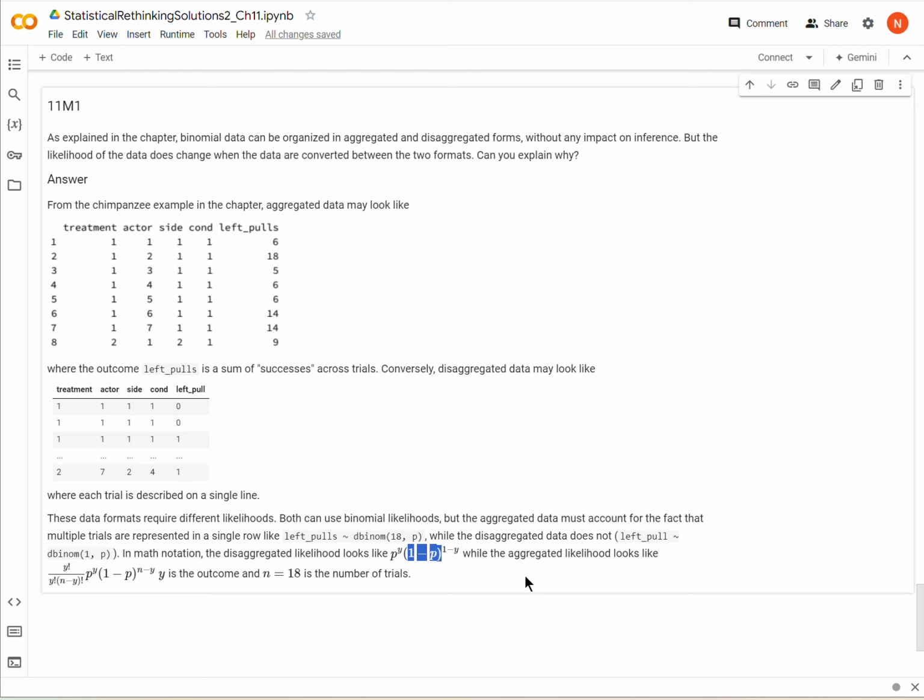But for the aggregated data, we have a very similar looking likelihood, but now we have to account for the fact that we have 18 trials, and we also need this term out here, which is called the multiplicity, which is basically the number of ways that we can get y successes out of n trials. So that is it.